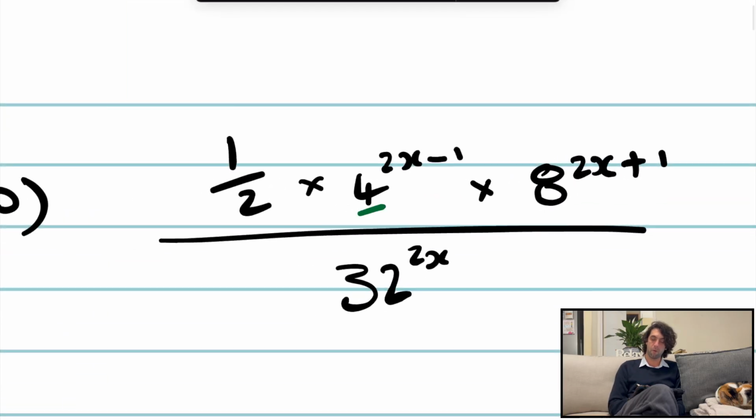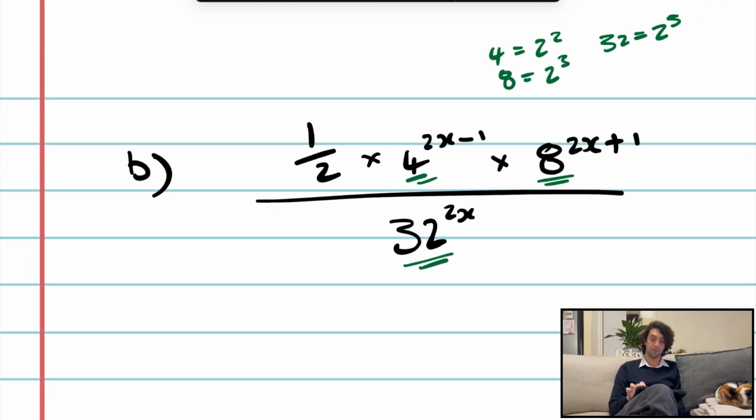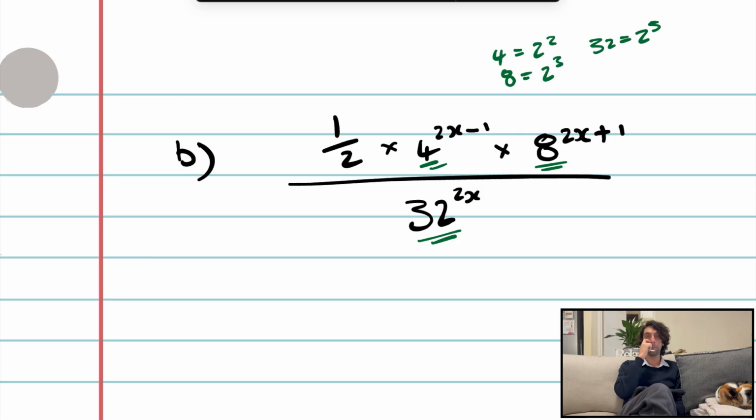Here we have a 4. I know that 4 is equal to 2 squared. I have an 8. 8 is equal to 2 to the power of 3. And I have a 32, and I know that 32 is equal to 2 to the power of 5. So I can make everything have the base 2. That is the idea. We need to make the bases the same.